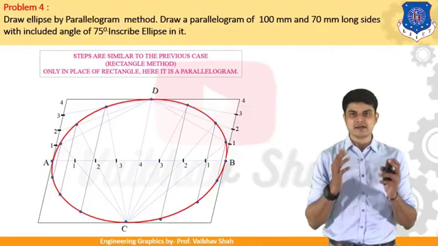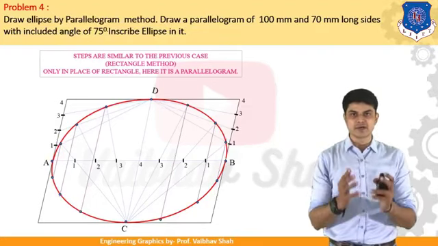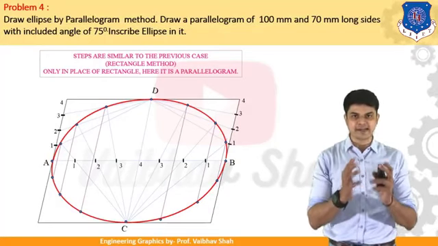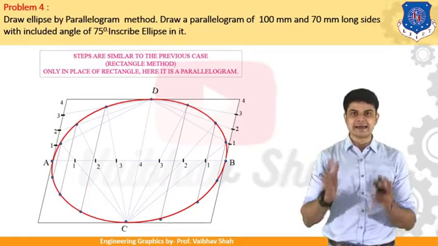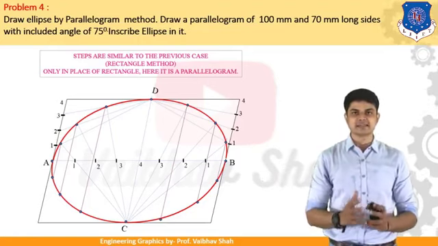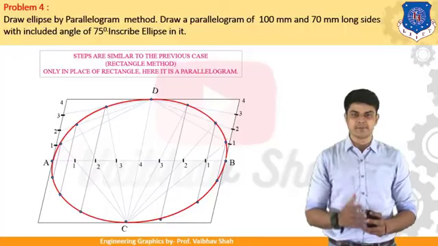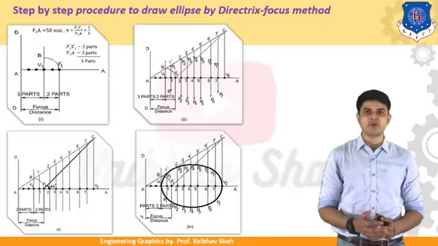Second difference. In the rectangle method, the horizontal and vertical lines are the major axis and minor axis of the ellipse, but in this case, the horizontal line and this inclined line are not the major axis and minor axis of your ellipse. So always remember. Now let us move ahead and see one more example.